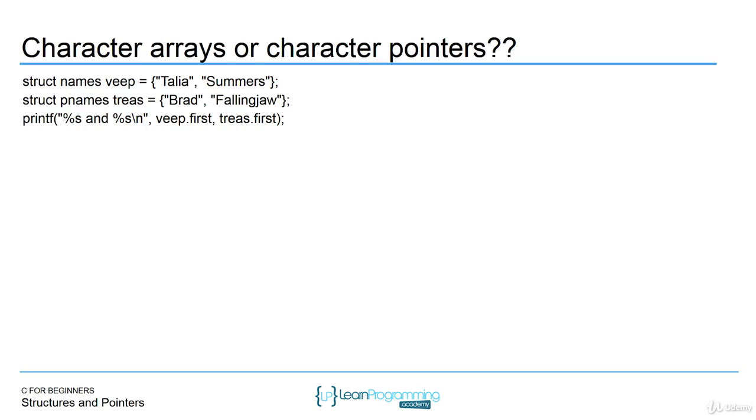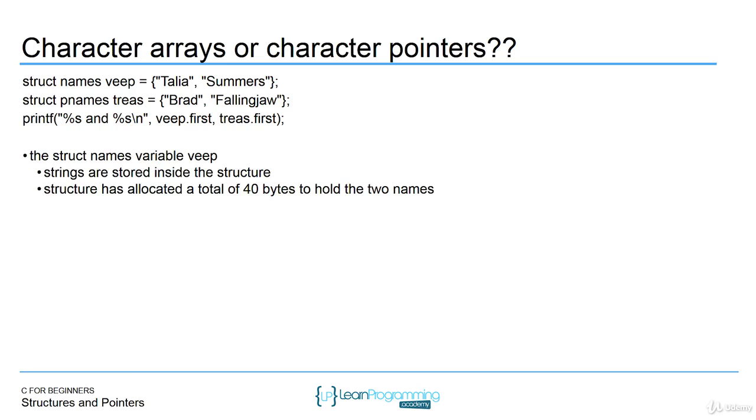So if we say struct names VP, and we say Talia and Summers, and then we say struct pnames. Remember, struct names contains the character arrays. Struct pnames contains the pointers. And here we are initializing the pointers equal to Brad and Falling Jaw. Then when we print them out, we print the first element, which is a character array in VP, and then the first element of Trez, which is a pointer to first.